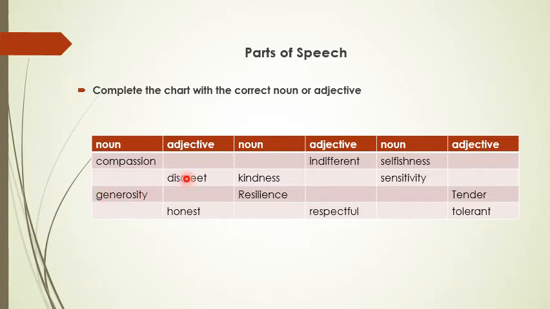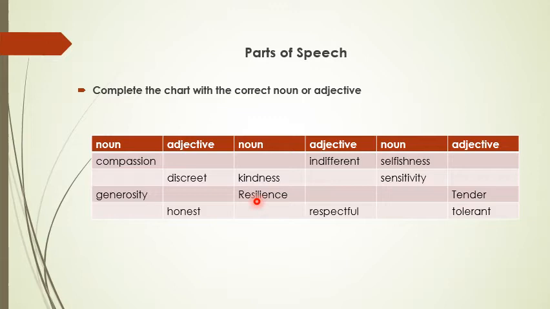Discreet. Careful in what you say and in what you do. Careful in what you say and what you do, specifically because you don't want to hurt others. Okay? Honest. Always telling the truth. Among its different meanings is that you are always telling the truth. Kindness. Caring about others. Resilience. Able to recover emotionally after something bad happens to you.